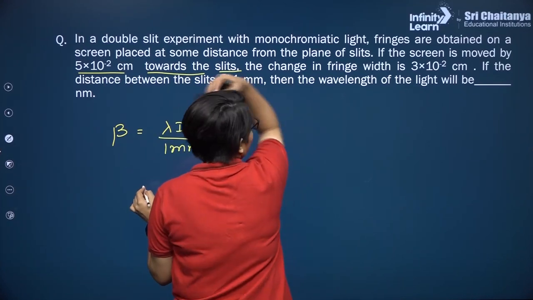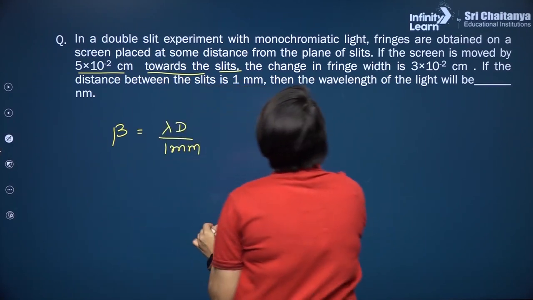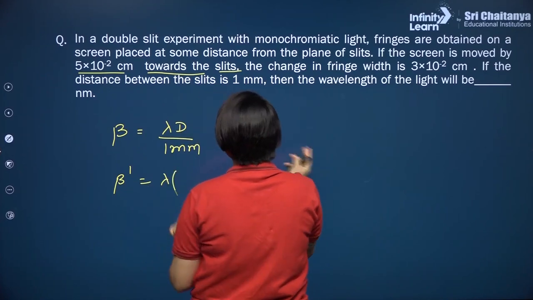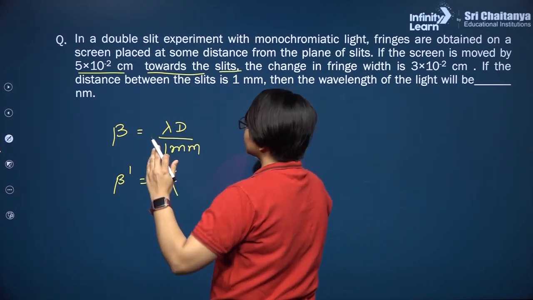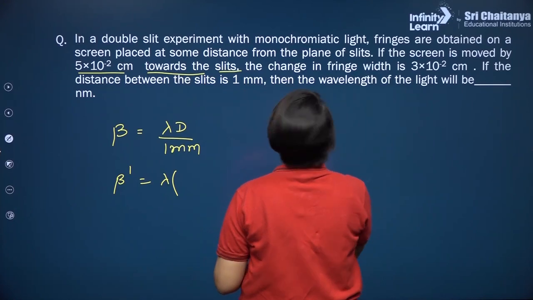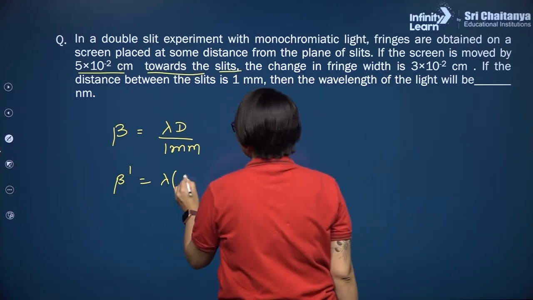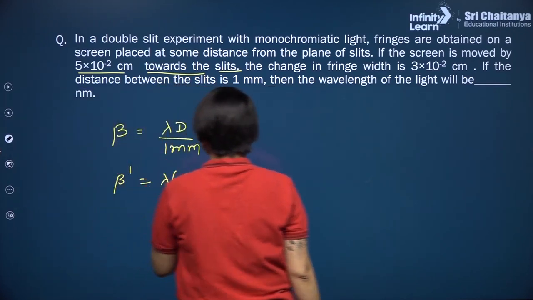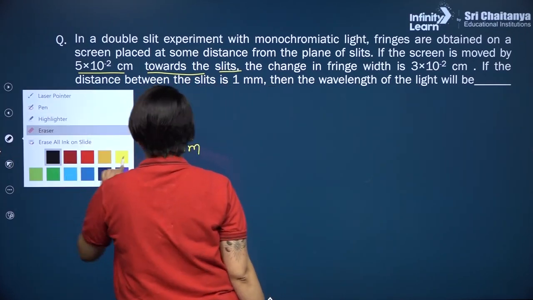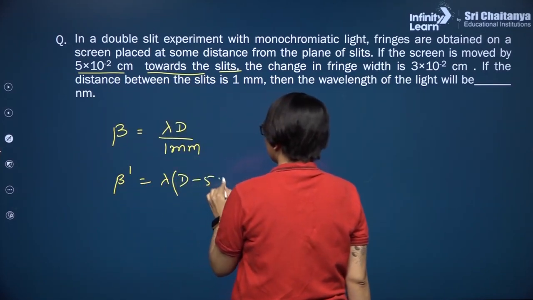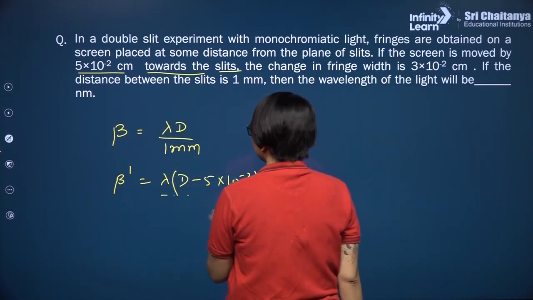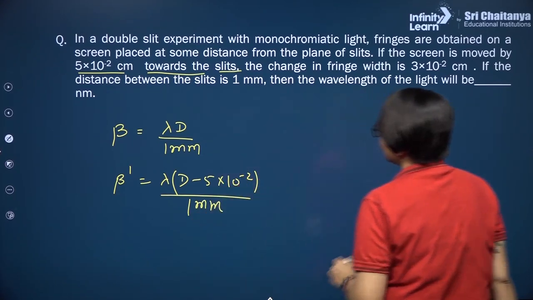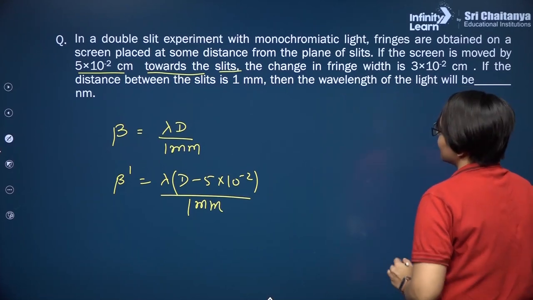Now when new fringe width is, let's say, beta dash, when you change the value of D, you are bringing the screen closer, so D will decrease by 5 into 10 power minus 2 centimeter, divided by 1 millimeter. Now, beta minus beta dash is given as 3 into 10 power minus 2 centimeter.